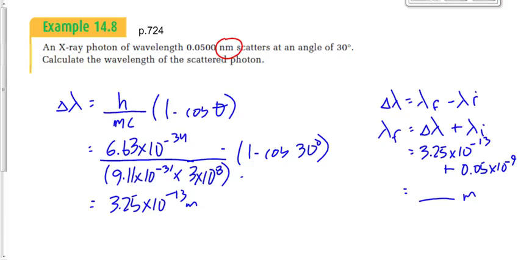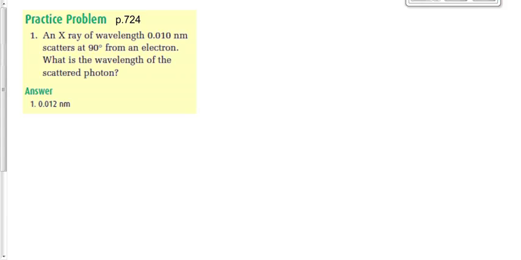What if the question didn't ask you for lambda f? What if it asked you for the final momentum? Well, then you do exactly what you just did, and then you'd say p is equal to h over lambda to find the final momentum. Try at your desks just one problem that goes along with that on page 724, please.